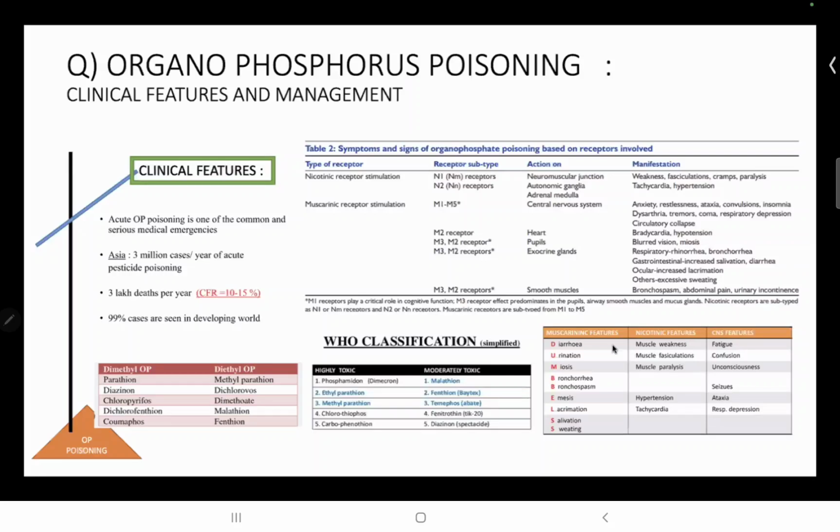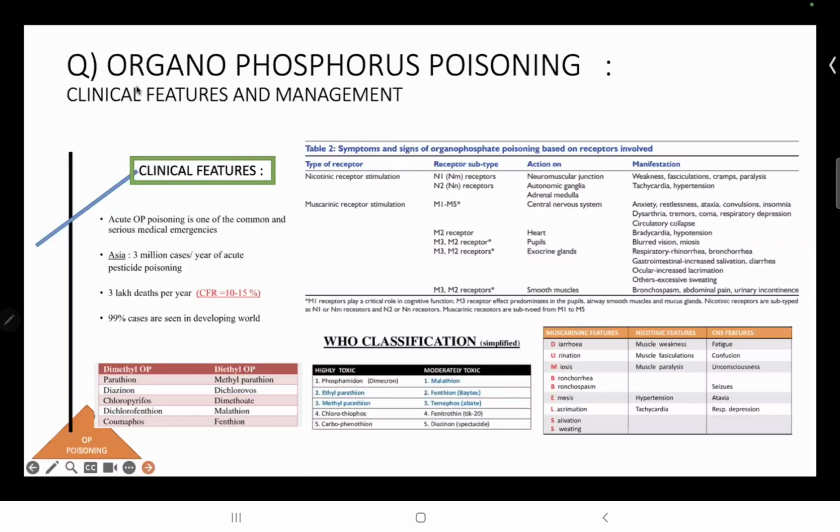Now you can also have another form of your answer in the form of muscarinic features, nicotinic features, CNS features, and you can use our age-old practice of remembering the easy things: diarrhea, urination, miosis, bronchorrhea, bronchospasm in some form of DUMBELS, nicotinic features, CNS features. Then you can also divide the poisoning based on the type of poison, the symptoms and signs, based on whether it is carbamates or organophosphorus. So on that basis also you can divide the clinical presentation.